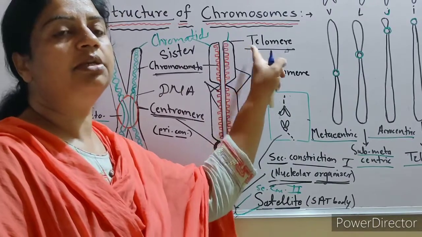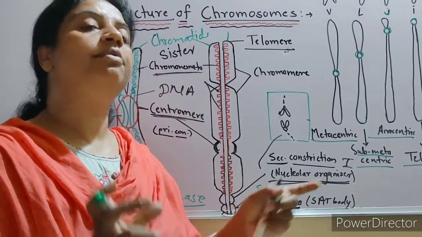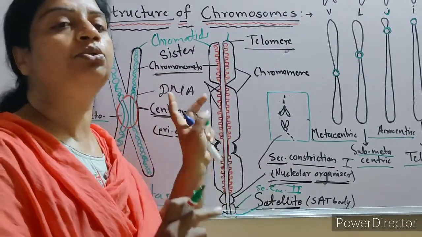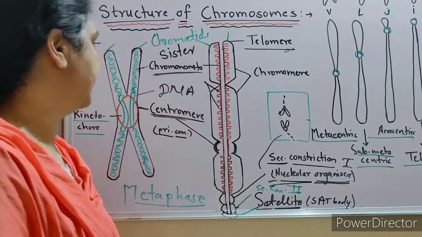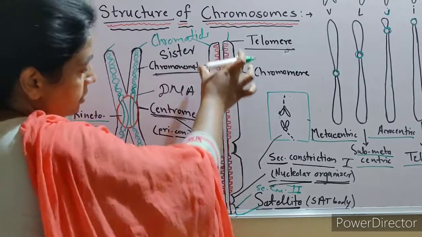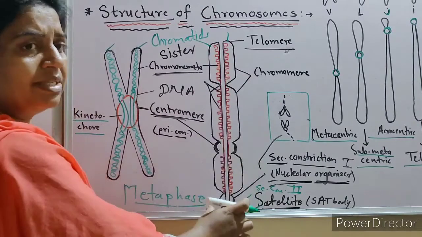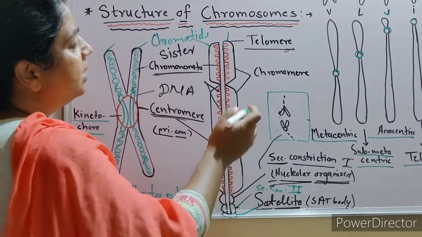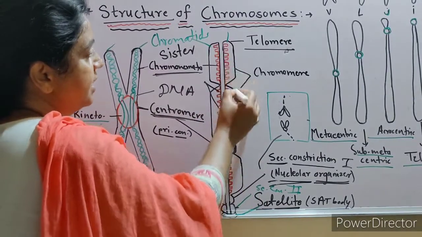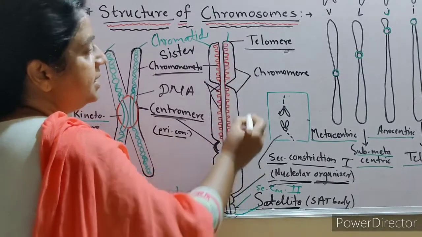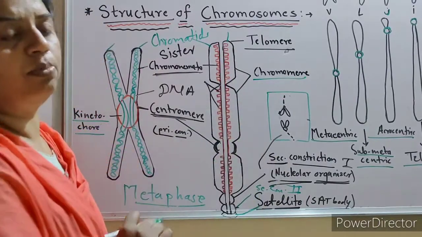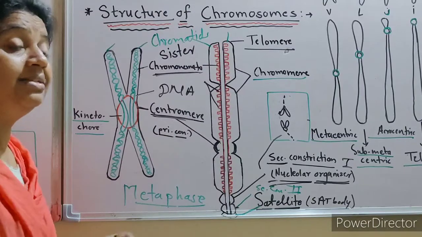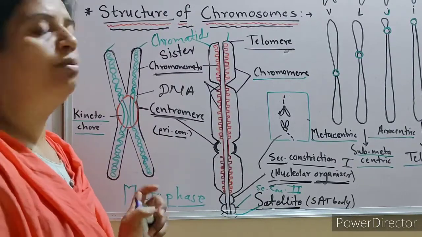What is the ability of this telomere? It prevents the sticking together of two ends of chromosomes. There is no smooth structure on the chromosome. There are a number of swellings, 1, 2, 3. These swellings are called chromomeres.